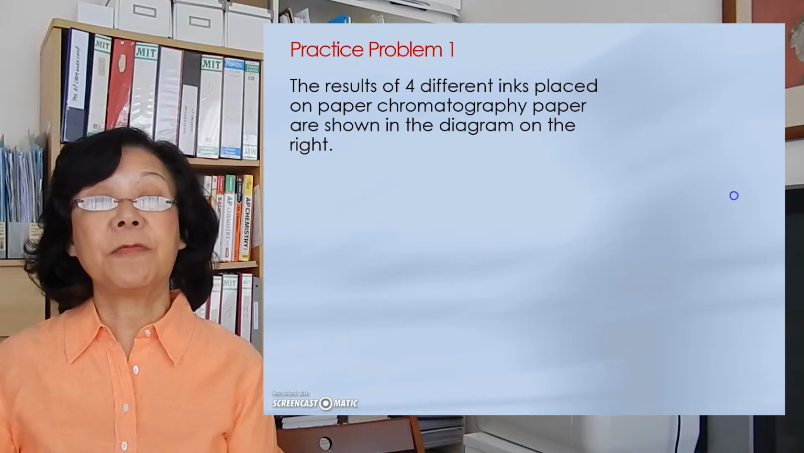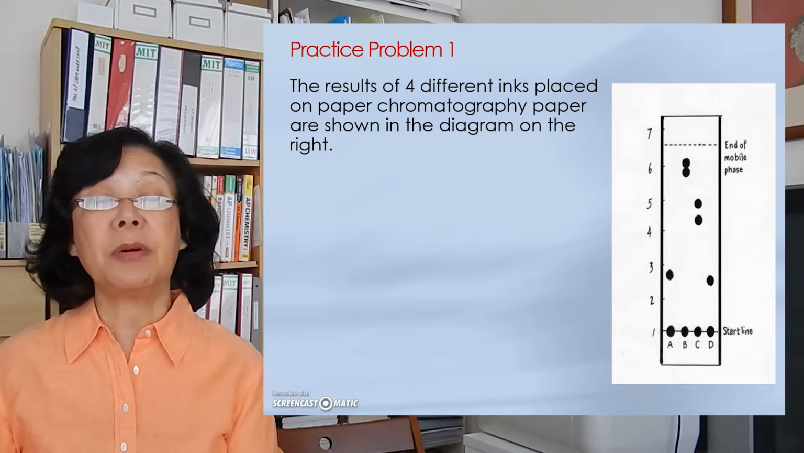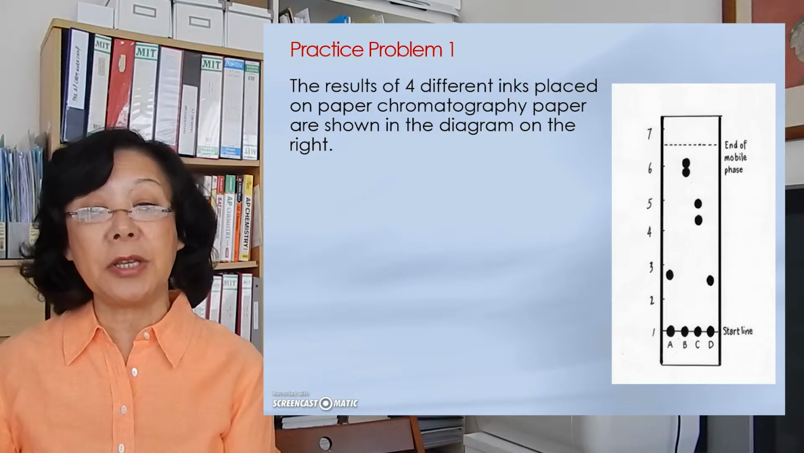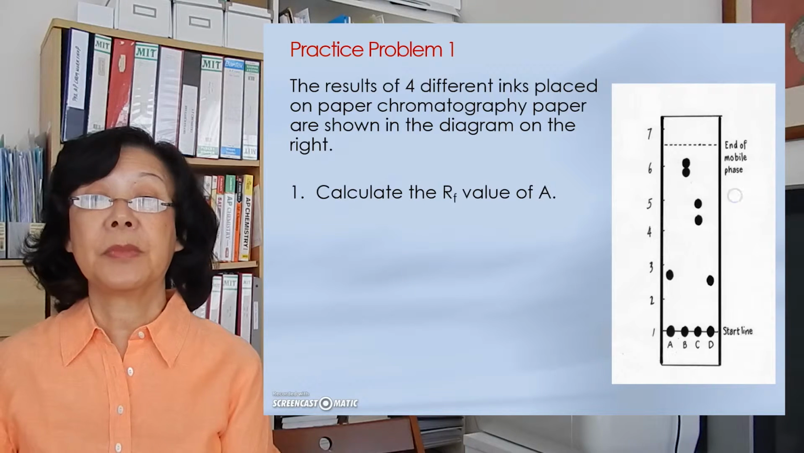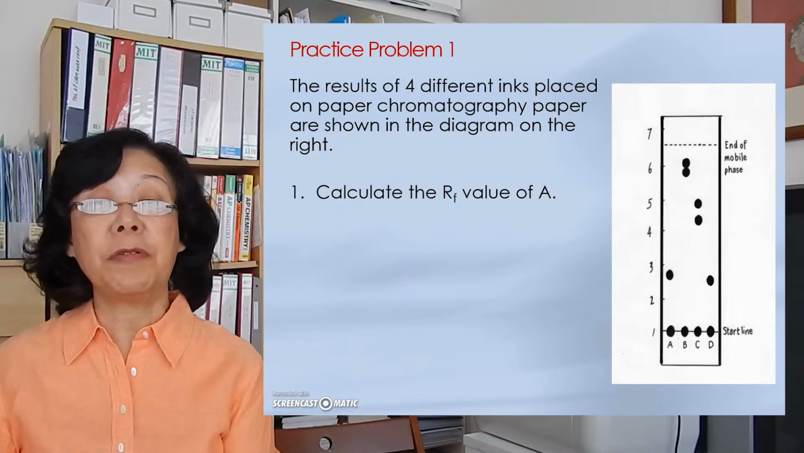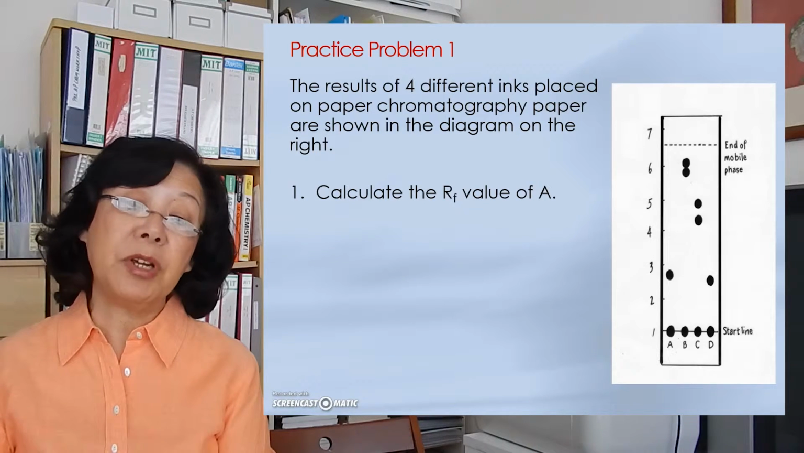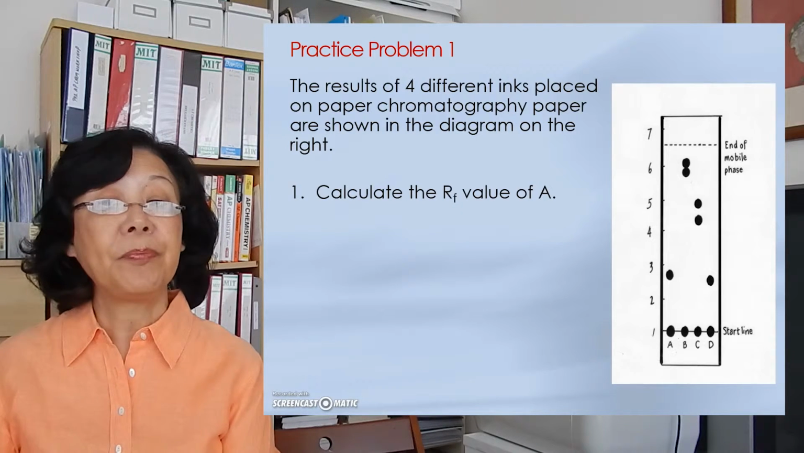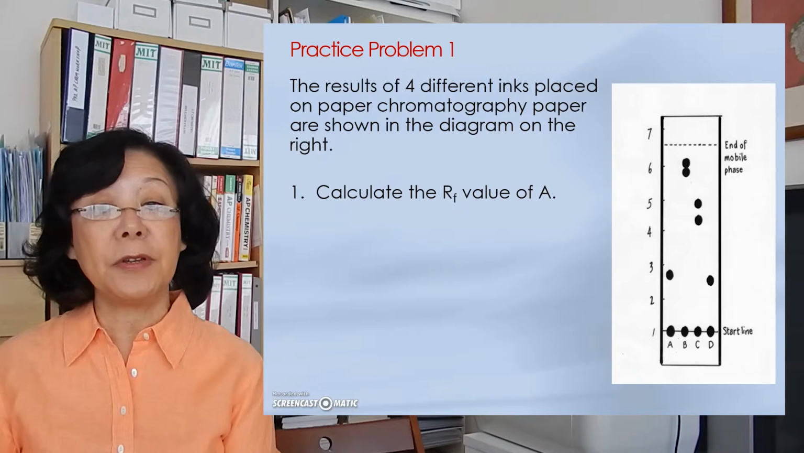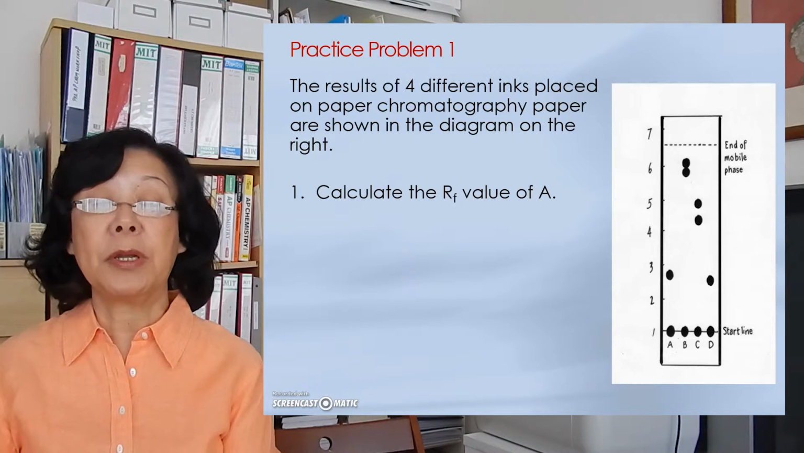Now, the results of 4 different inks placed on chromatography paper are shown in the diagram on the right, and you can see there are 4 samples: A, B, C, and D. Calculate the Rf value of A. If we measure with a ruler, the distance traveled by A is about 2.8, whereas the distance traveled by the solvent is about 6.5, so we're looking at that ratio.